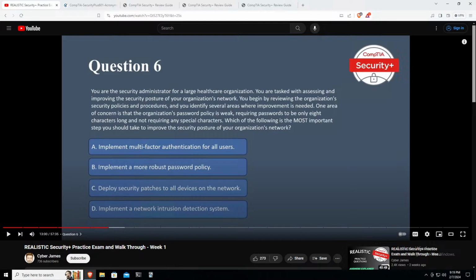The password policy needs to be updated. Yeah, I think that's a correct answer here. Deploy security patches? Well, no. Implement network intrusion detection systems? No, I think the correct answer here is B.